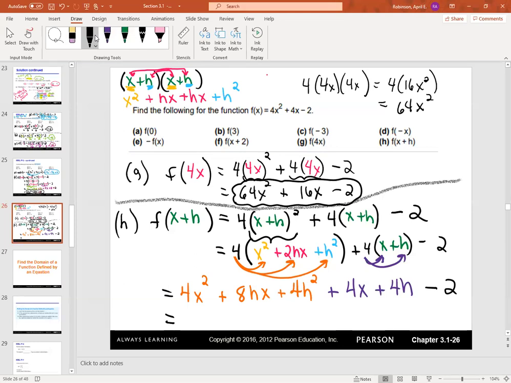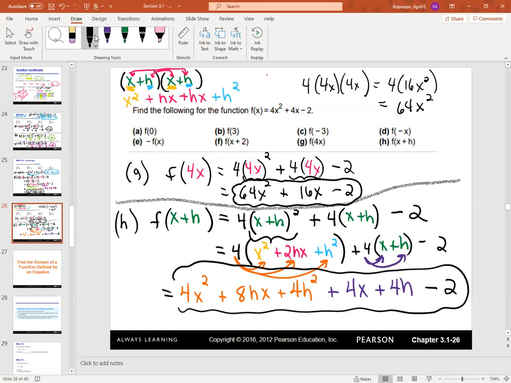Okay. So, I don't have any like terms. I don't know why I put the equal sign there. There are absolutely no like terms. This is my answer. It is ugly. Have fun typing that into MyMathLab. But there are no like terms.